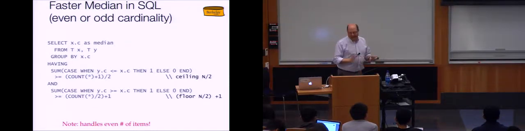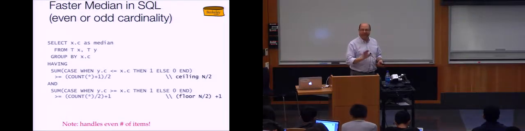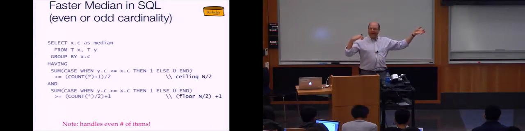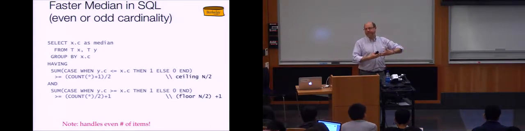Okay? All right, so that's one thing I was asked to show you. So that's median. And again, remember where we started. It started with this really simple statement: I want to find the record where the number of things bigger than it and the number of things less than it are the same. Okay? That's what we did. Yeah?